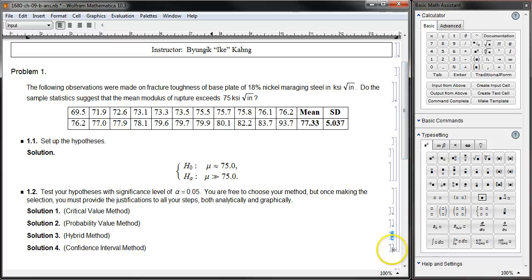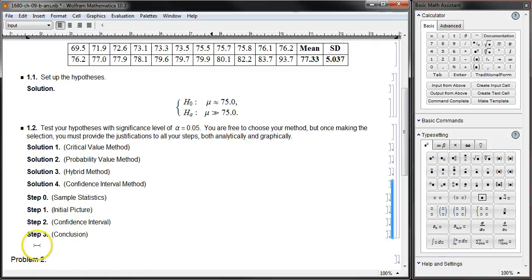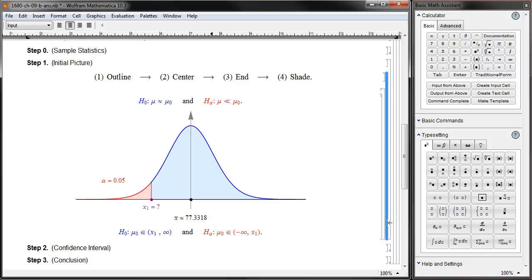Now solution 4 is something I do not really emphasize, but there's some theory behind it too, so let's talk about it. If you're not interested in solution 4, you can stop this playing right here. You look for confidence interval, one-sided confidence interval, and then see whether mu0 is in the confidence interval or not. Here's the initial picture. This time center is the observed mean of 77.33, just like the way you did in chapter 9 exercise set A.